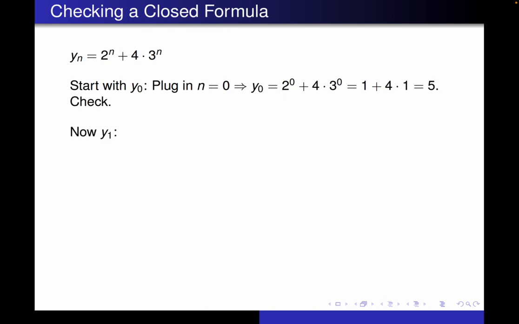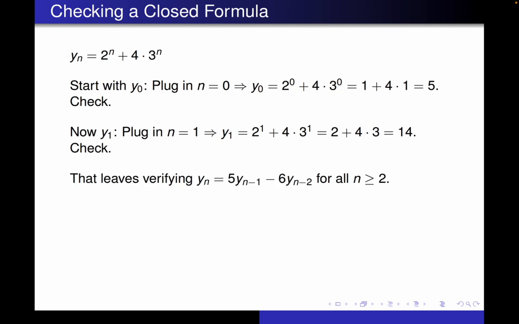How about y1? Well, it's exactly the same thing. We're just going to plug in n equals 1. And when we do that, we get y1 equals 2 to the 1 plus 4 times 3 to the 1. 2 to the 1 equals 2. 3 to the 1 equals 3. You get 2 plus 4 times 3. 2 plus 12 equals 14. And guess what? 14 was exactly what y1 was when we defined it in the recursive definition. So far we're doing great, and actually it hasn't been a whole lot of work.